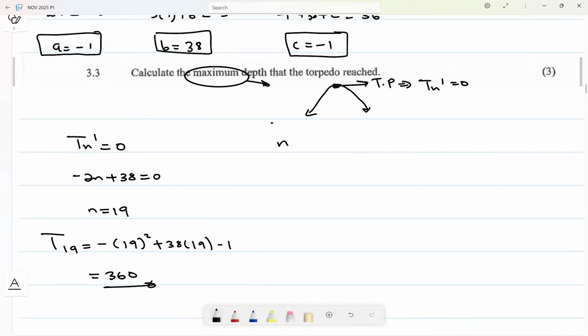Some may use the formula n equals -b divided by 2a, where now -b is -38, divided by 2a, which is -2, and then you get that your n is 19. And then the process will be the same. Remember the turning point, when you use a quadratic formula, you can find it like that.